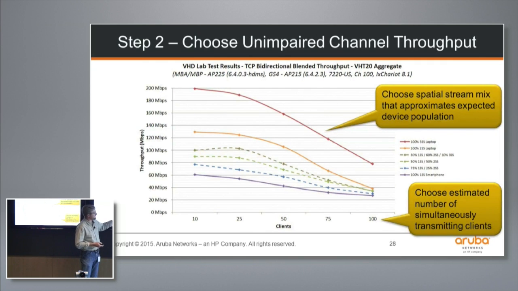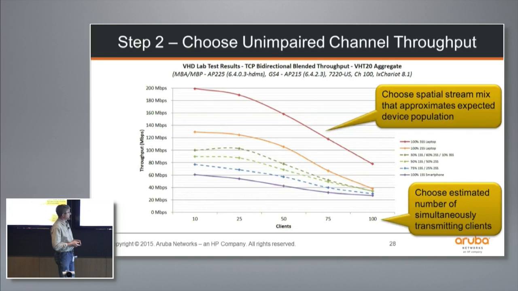Basically the purple line on the bottom, these are smartphones from 10 to 100. The orange line are 2-stream laptops from 10 to 100, and the red line is 3-stream laptops. And then the dashed lines are various combinations of the above, because we never have a pure environment. Depending on, in that fan/guest example, I'm going to have a mix of 1-stream phones and 2-stream phones. We found that the spatial stream mix in the environment has a real profound effect on how much capacity I can expect out of it, because they support higher rates.